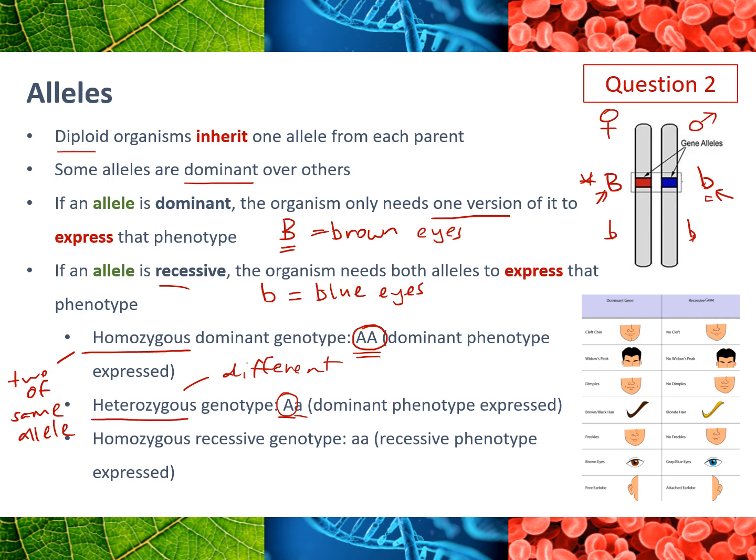And then finally, a person could get two recessive alleles, a recessive allele from each parent. It's still homozygous because it's two of the same, but this time it's homozygous recessive. And in this case, because there is no dominant allele, the person will not have the trait. They will not have whatever that dominant trait is because they don't have an allele for it. Okay, so just go in and have a go at question 2.